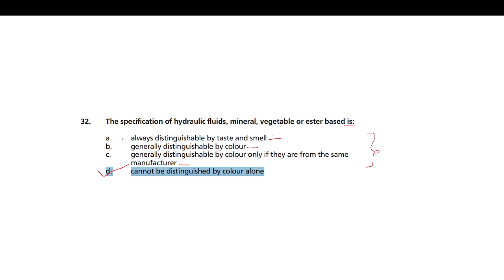We cannot always do it, but it cannot be distinguished by color alone, because with color we have to see the taste, smell. So this is the correct answer.